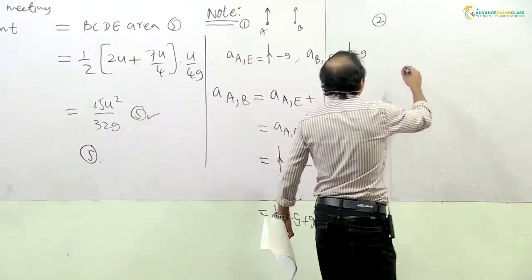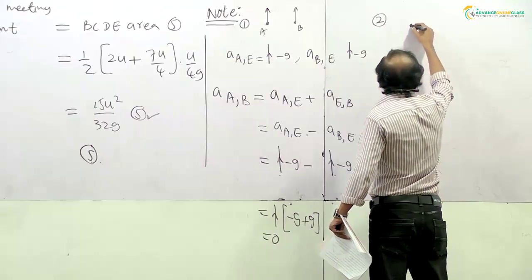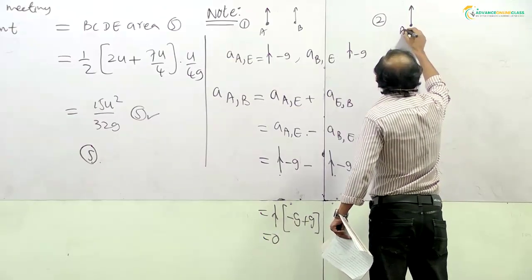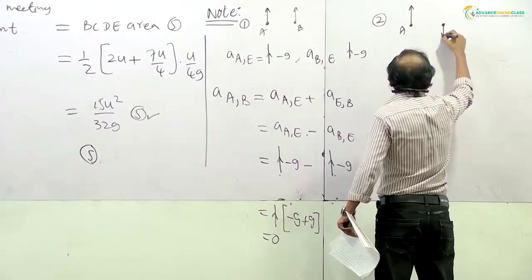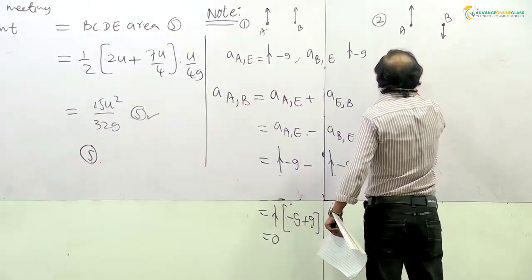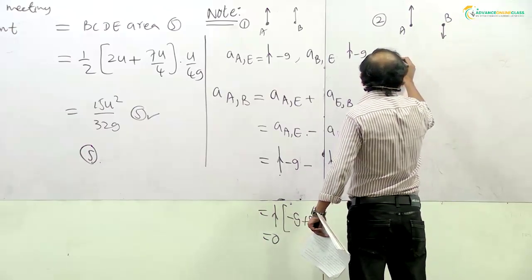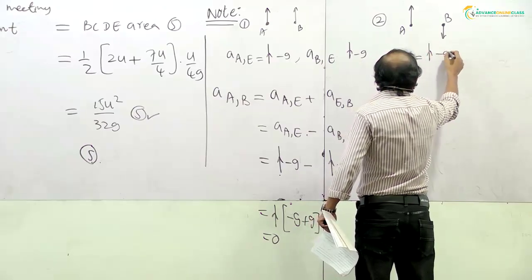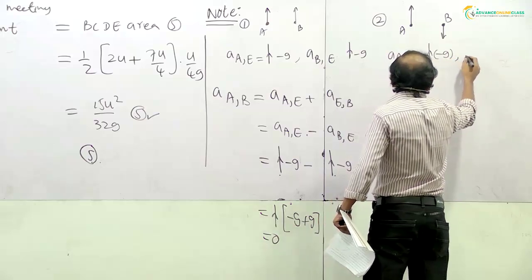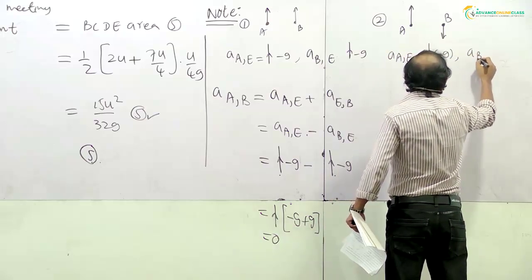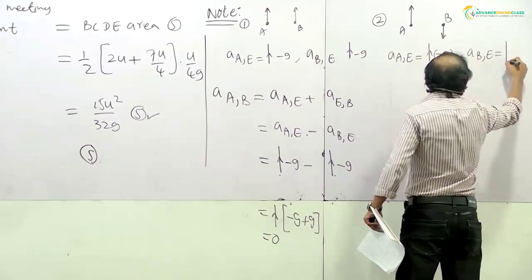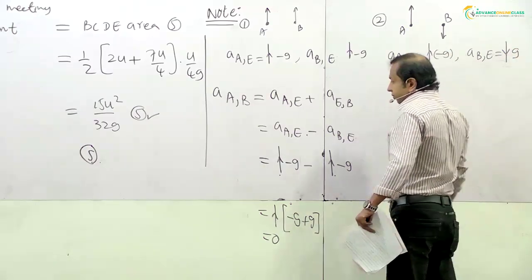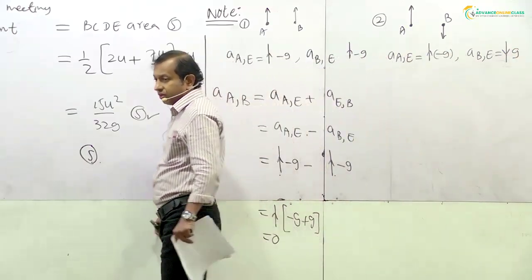For the second one we take A moving upwards, B moving downward. Acceleration of A to Earth: upwards minus g. Acceleration of B to Earth: downward plus g. Downward plus g.